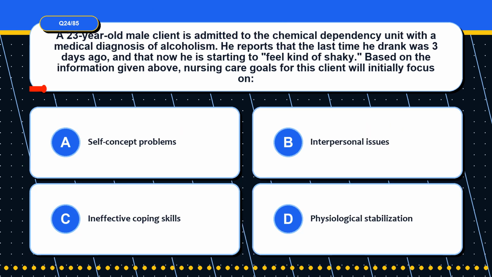Question 24. A 23-year-old male client is admitted to the chemical dependency unit with a medical diagnosis of alcoholism. He reports that the last time he drank was 3 days ago, and that now he is starting to feel kind of shaky. Based on the information given above, nursing care goals for this client will initially focus on. Here are the options. Option A, self-concept problems. Option B, interpersonal issues. Option C, ineffective coping skills. Option D, physiological stabilization.